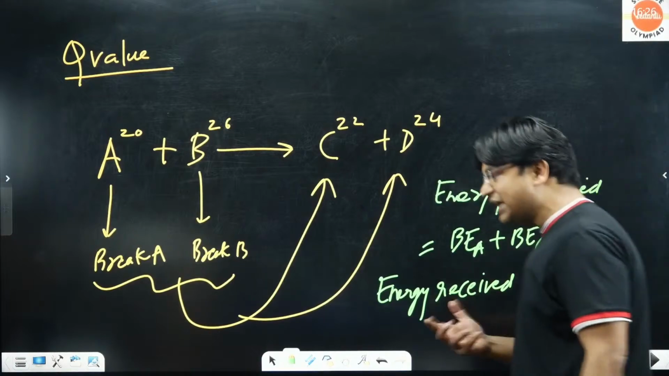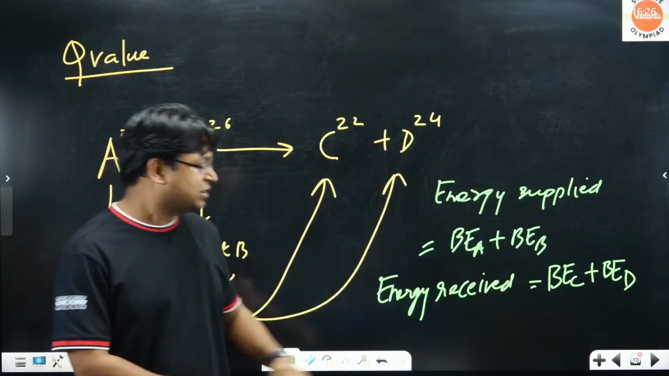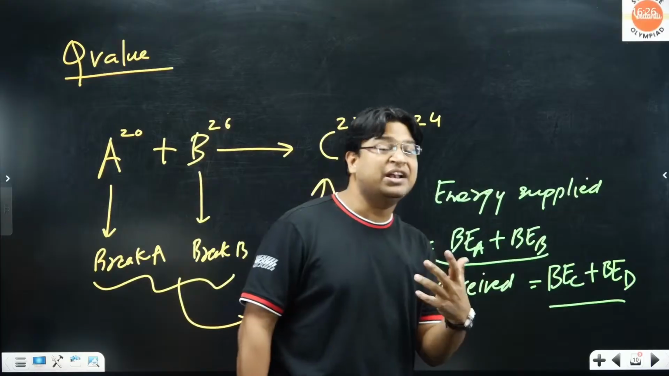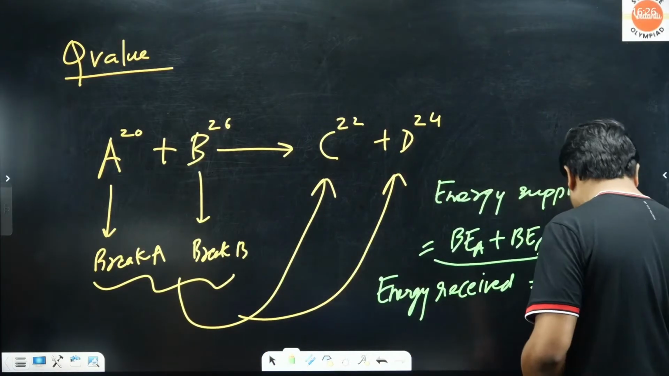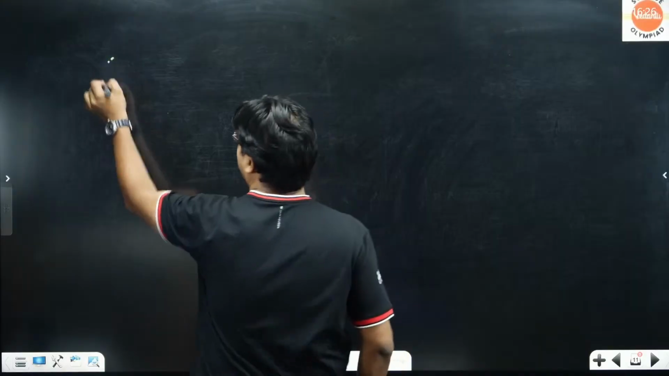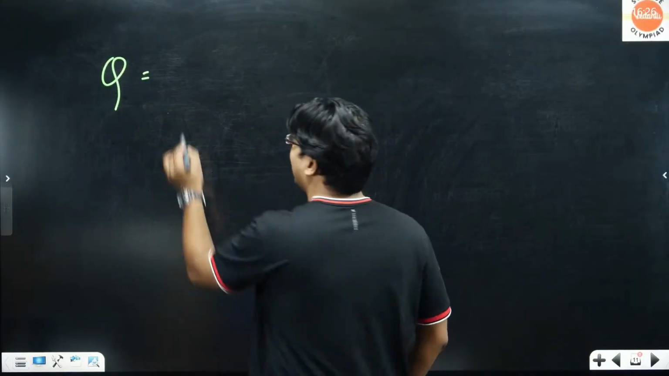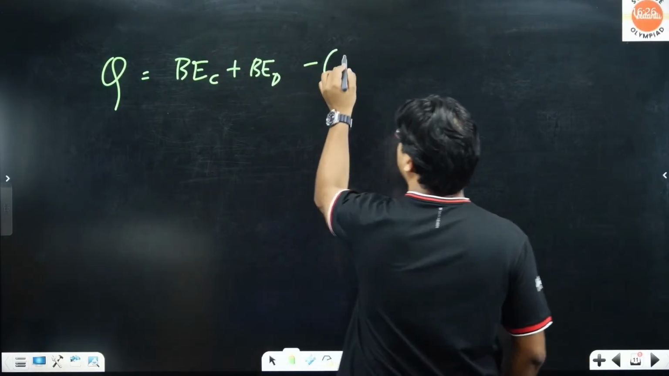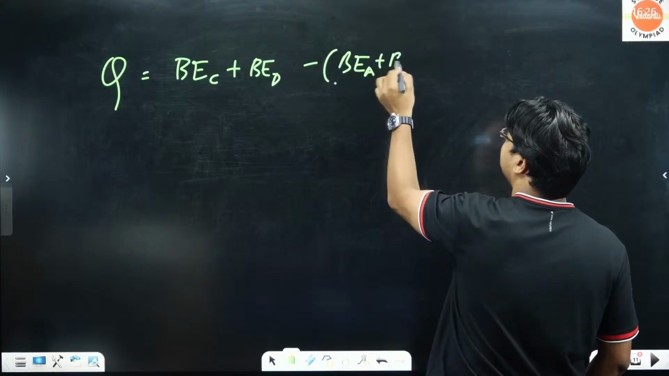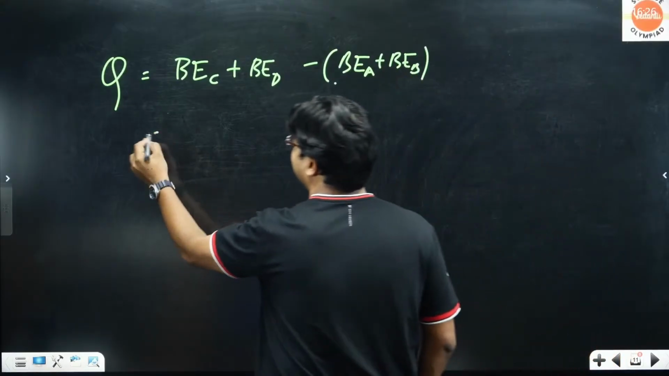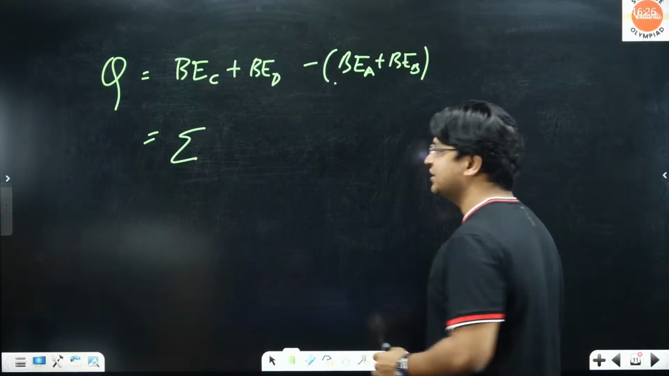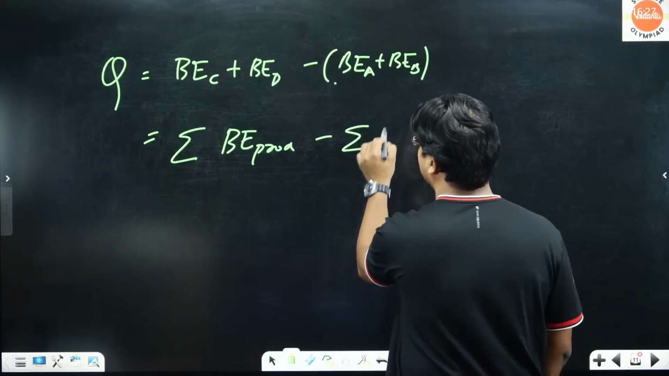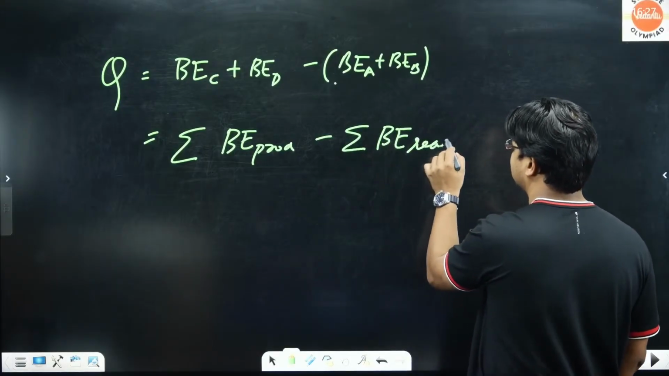So what is the net energy that I got from this reaction? This is the total energy that I'm getting, and this is the total energy that I supplied. So what is the net energy gain for me? That is called the Q value. Q value means the energy released in a reaction. In the previous reaction, it would be BE_C plus BE_D minus (BE_A plus BE_B). For a general reaction, we can say it is the sum of binding energy of products minus the sum of binding energy of reactants.